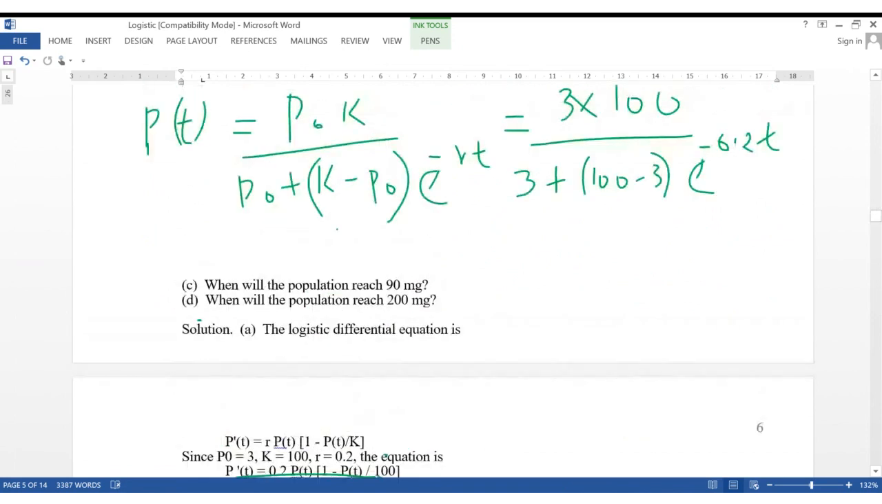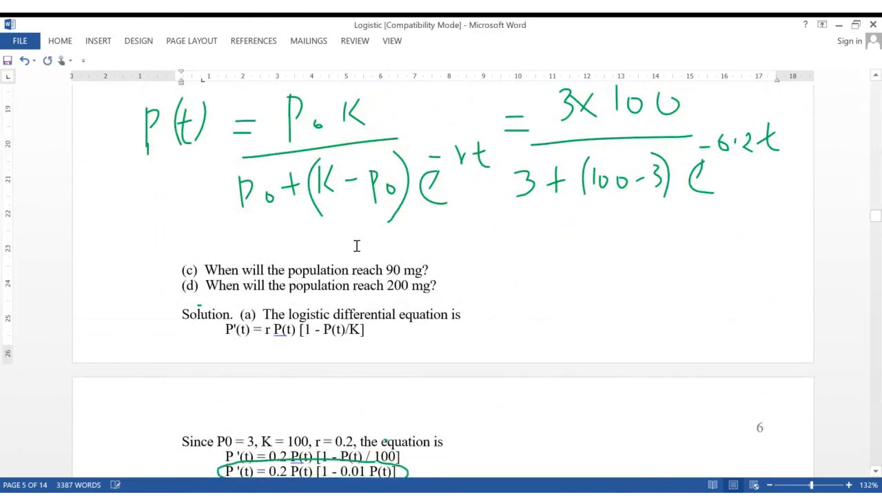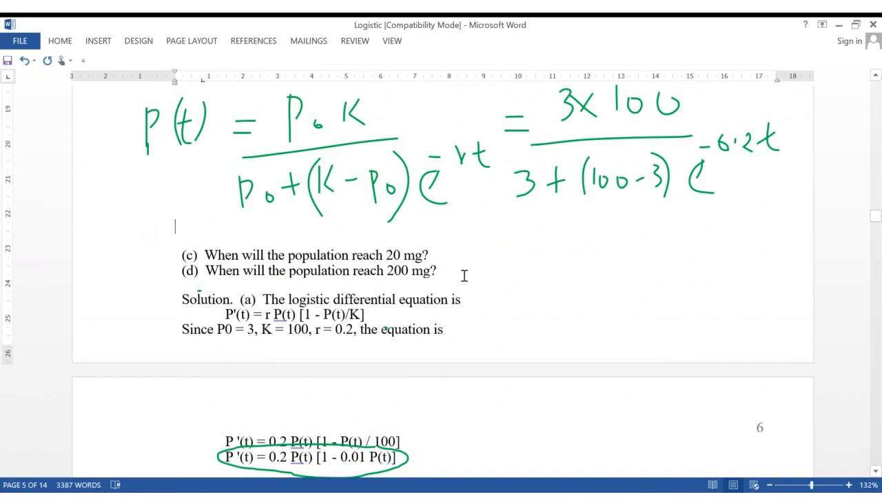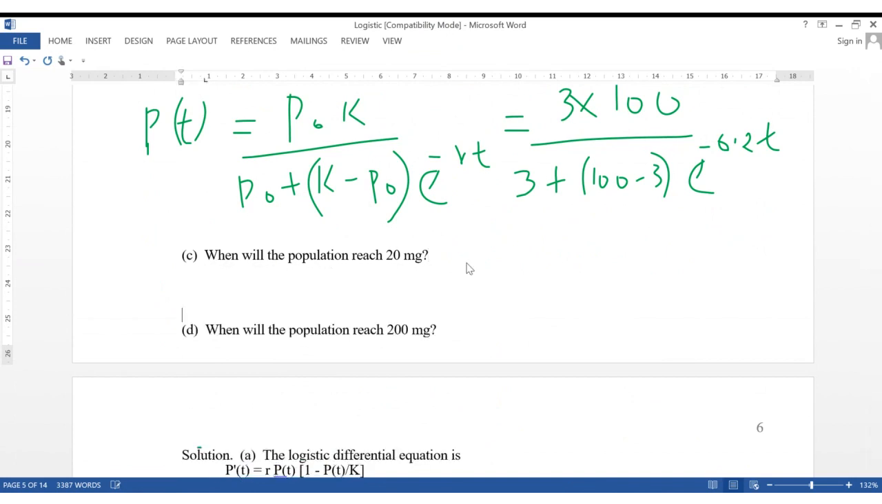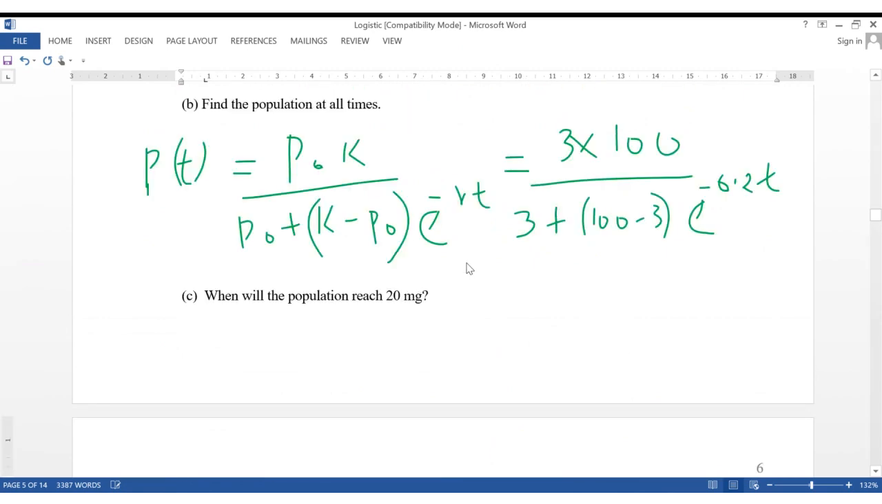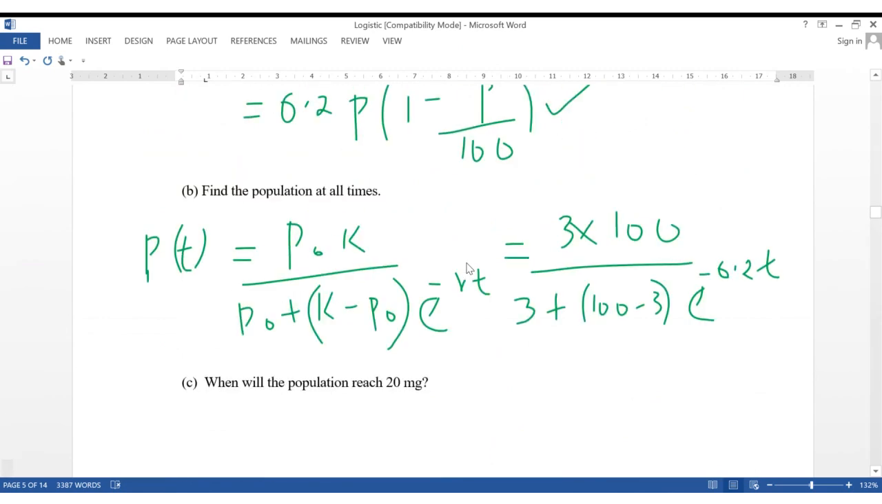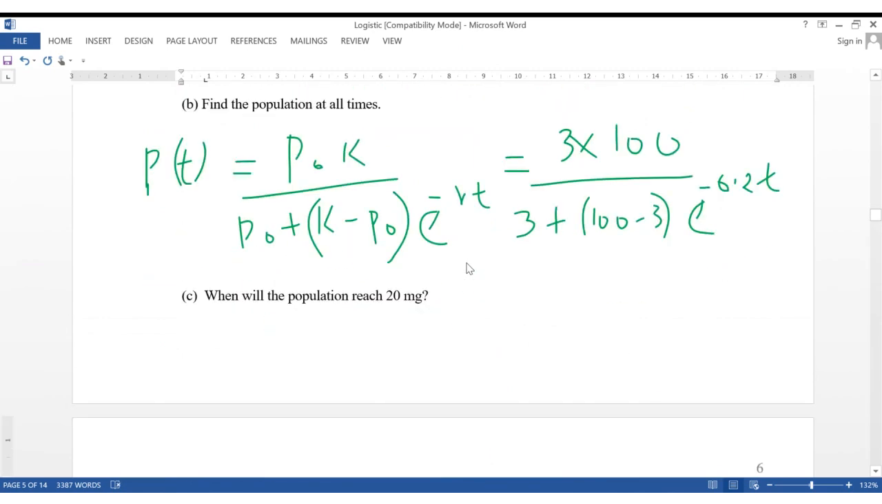The next question, this one is wrong, it's supposed to be 20. They're asking, when will the population reach 20 milligrams? First of all, you ask yourself, what are they asking? You have to be able to understand the question. If you don't understand the question, then you cannot do it. So they are dealing with the population.